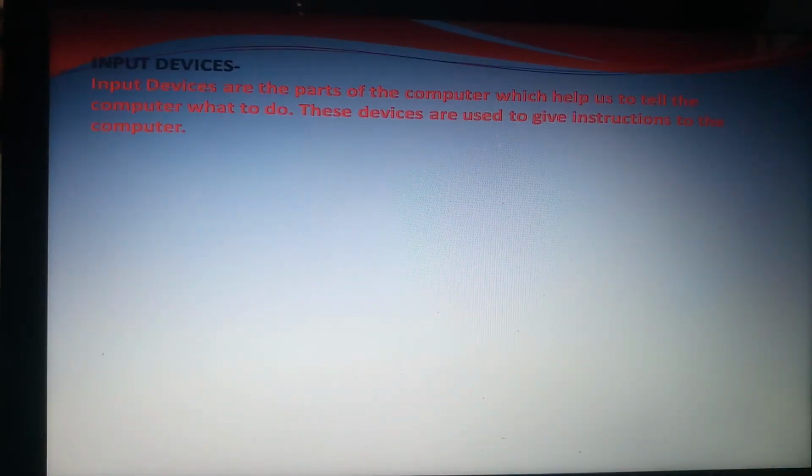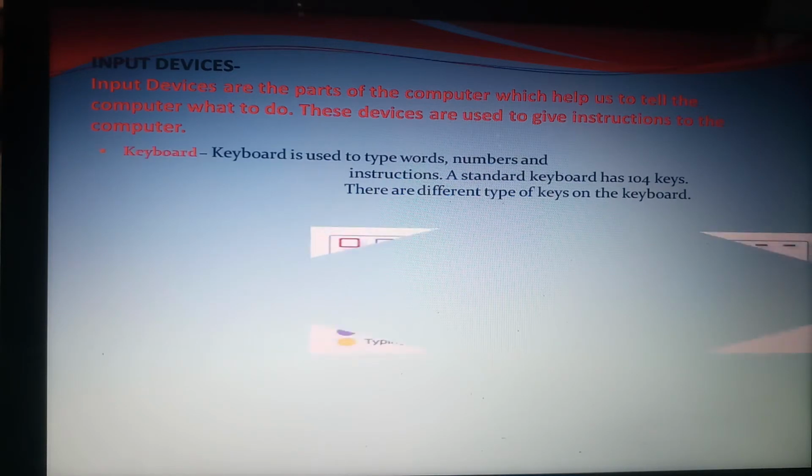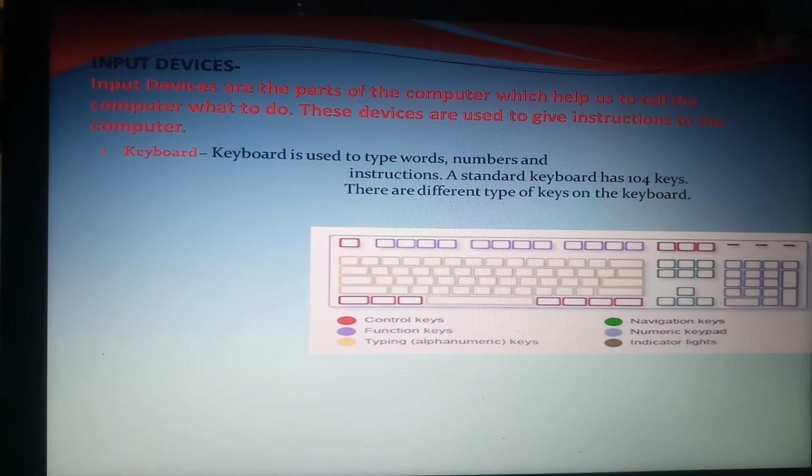We will give input to the computer through input devices. What are input devices? Input devices are the parts of the computer which help us to tell the computer what to do. These devices are used to give instructions to the computer. First one is keyboard. Keyboard is used to type words, numbers and instructions. A standard keyboard has 104 keys. There are different types of keyboards. There are control keys, function keys, typing, alphanumeric keys, navigation keys, numeric keys, and indicator keys.